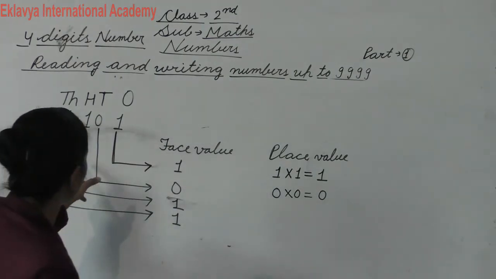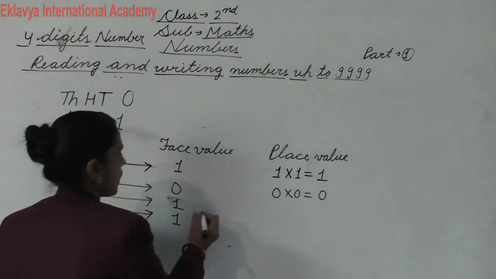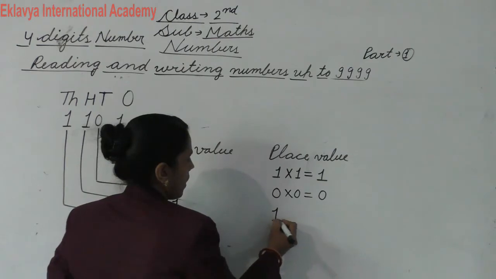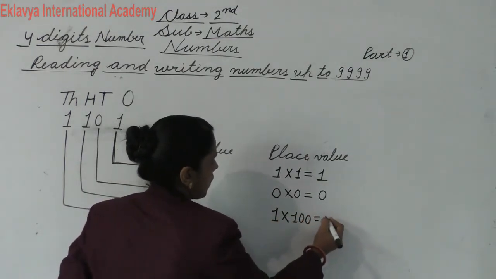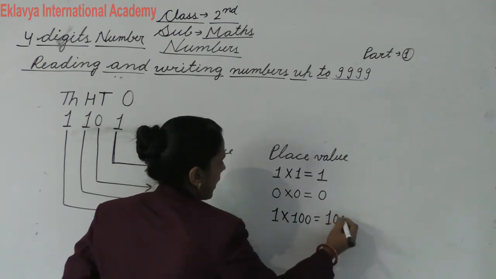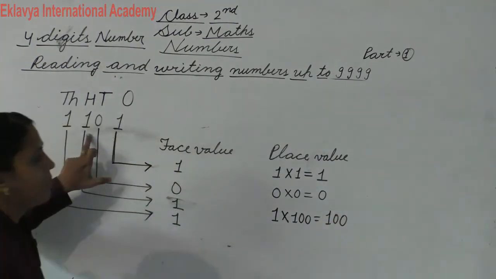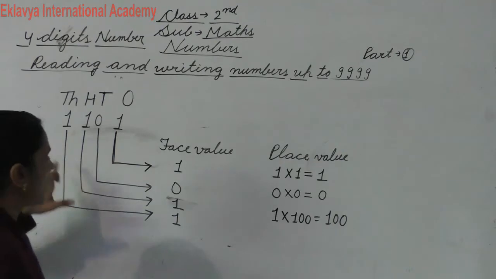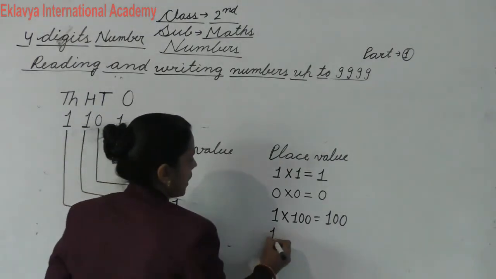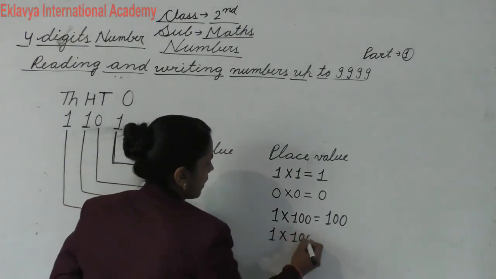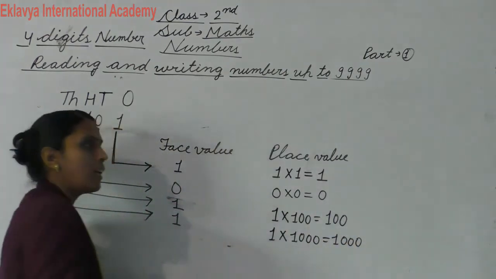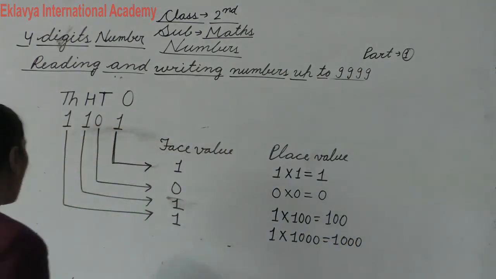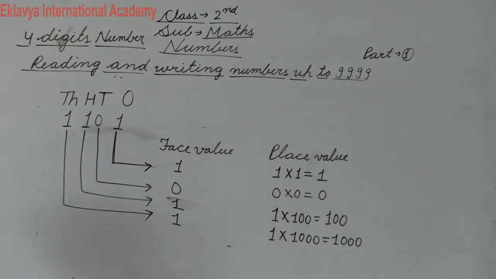Now next, what is the place value of this 1? इस 1 की बतानी है आपको. तो 1 multiply by 100, तो क्या हो जाएगा आपके पास? Yes, 100. Okay. And what is the place value of this 1? तो 1 multiply by 1000. तो now it is 1000. Clear place value? Okay.